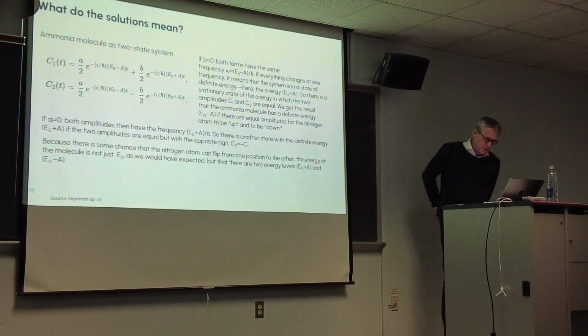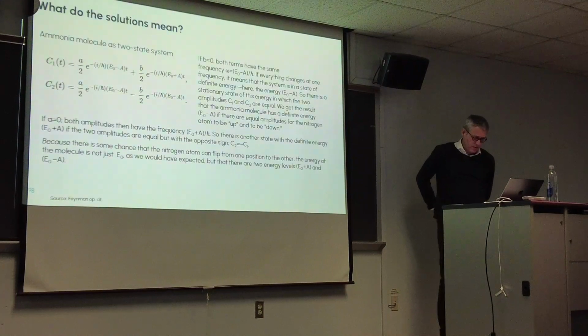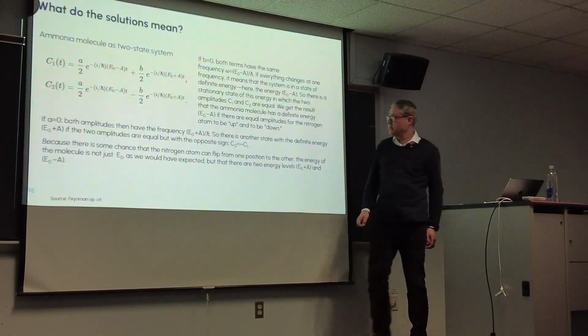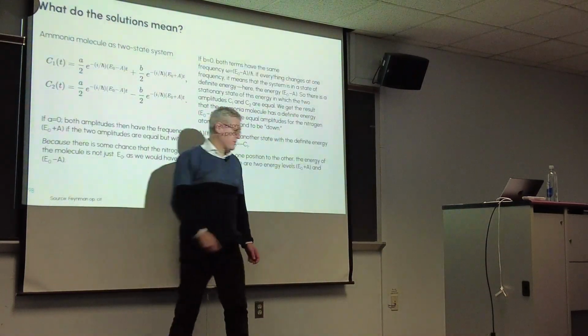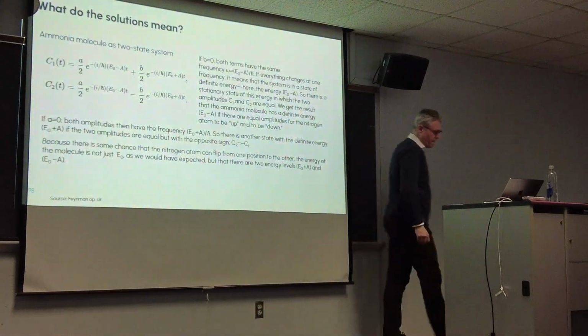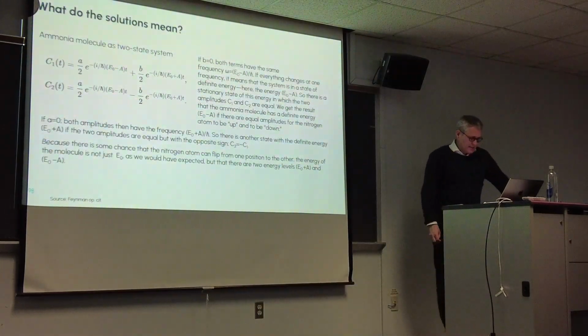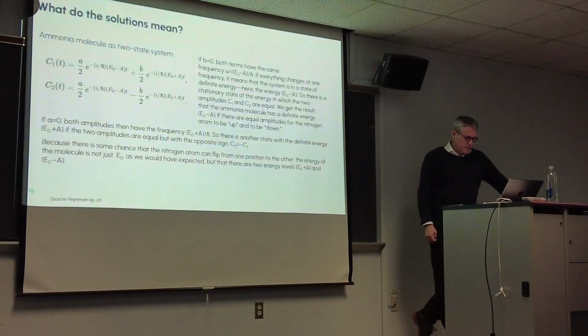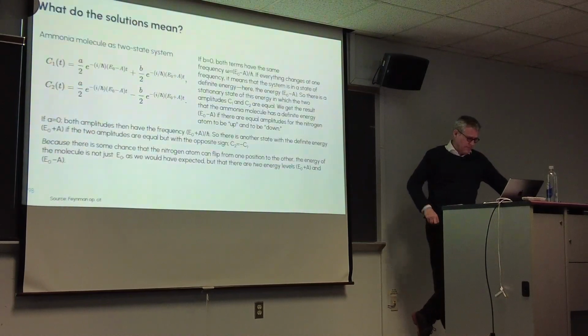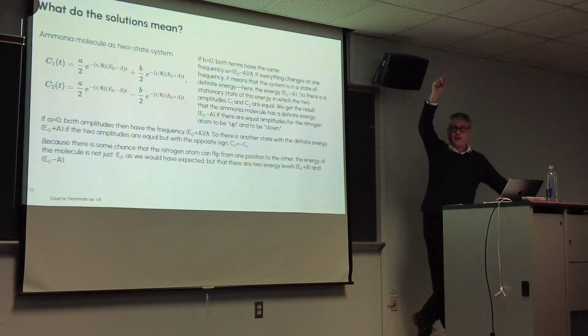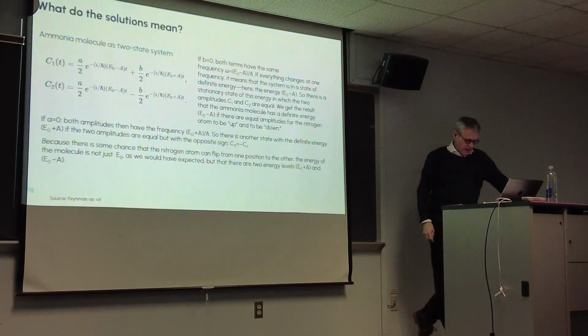So this is a stationary state, in which the 2 amplitudes C1 and C2 are equal. When b is 0, we have a stationary state in which the amplitudes are equal. And we get the result that the ammonia molecule has a definite energy E0 minus A if there are equal amplitudes for the nitrogen atom to be up or down. Up means the N is above the plane of symmetry, and down means it's below.